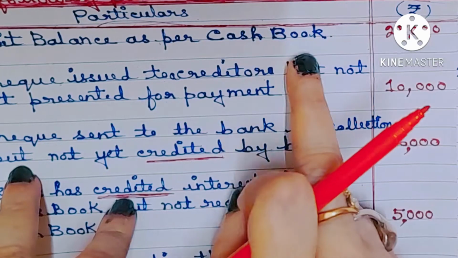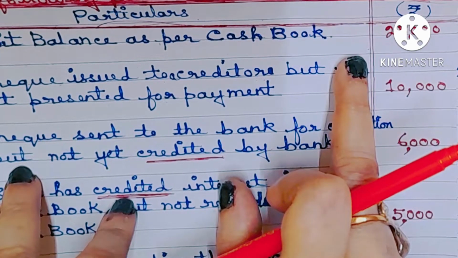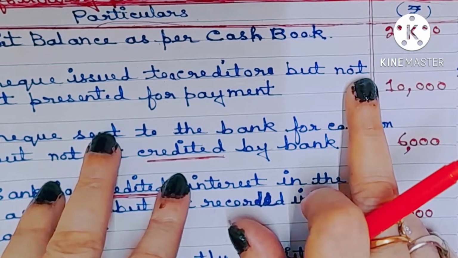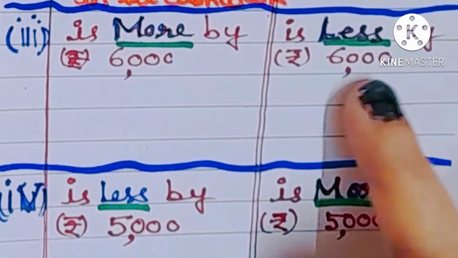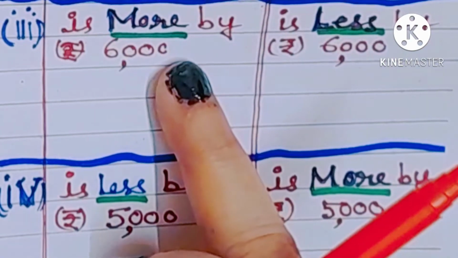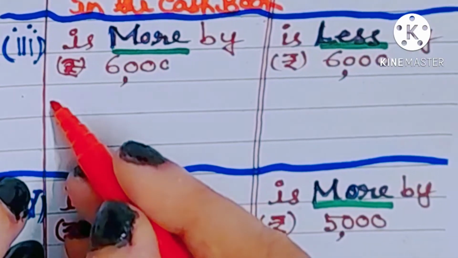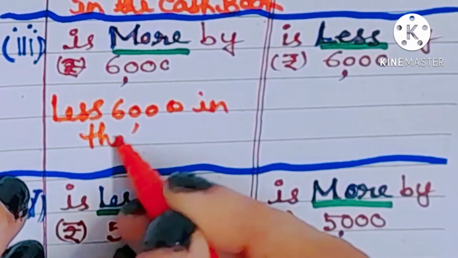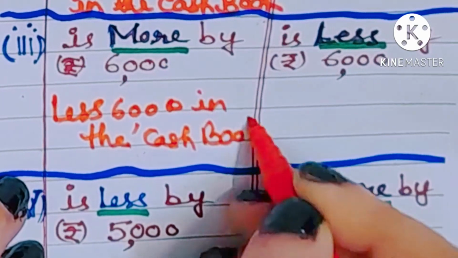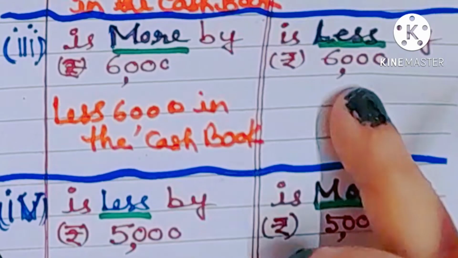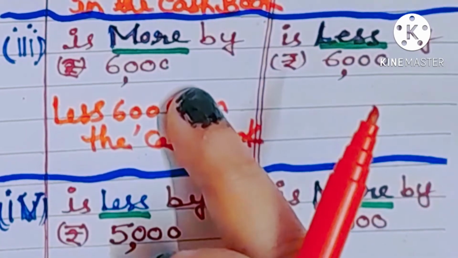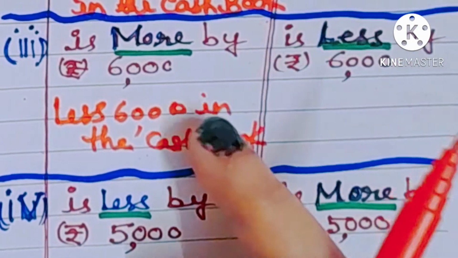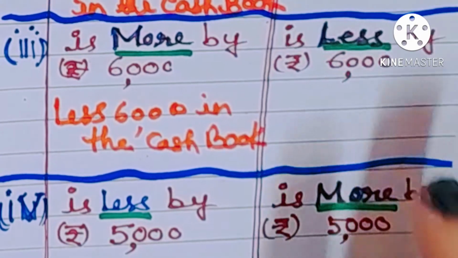Why? Because in this particular problem, cash book has been given to us. Passbook has not been given to us. So whatever changes we make, we can make in the cash book only. So passbook is less by rupees 6,000 and cash book is more by rupees 6,000. If you deduct 6,000 in the cash book, then cash book will be equal to passbook, because passbook is less by rupees 6,000 and cash book is more by rupees 6,000. Understood? Now let me explain it in Bengali also.